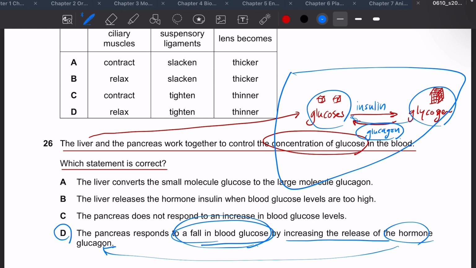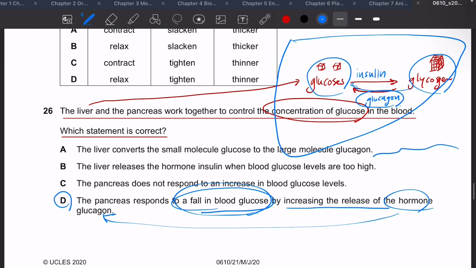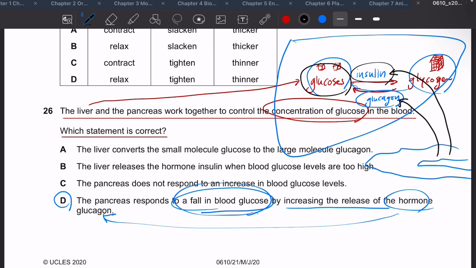Okay? So the pancreas is the organ that produces these two hormones, glucagon and insulin. And insulin is produced when there is an increase in glucose concentration in the blood, and the glucagon gets released when there is a decrease in glucose molecules in the blood.